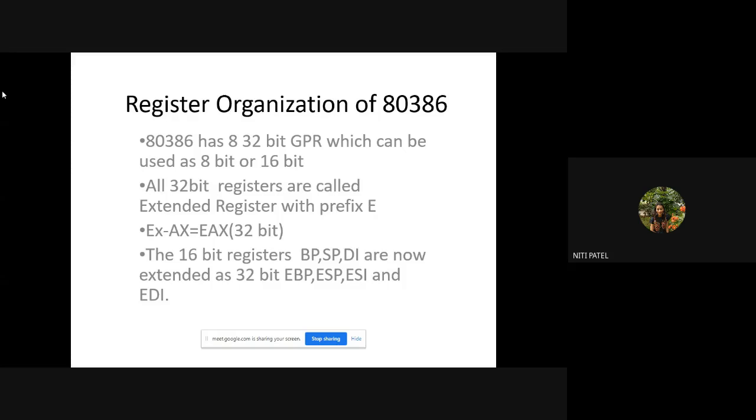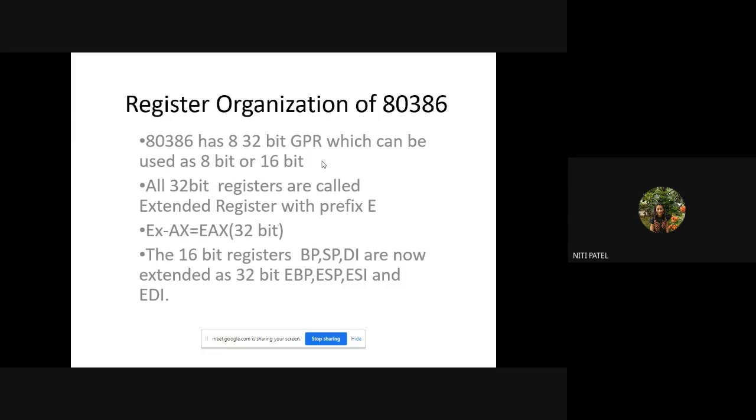Okay. So 80386 has 8 32-bit general purpose registers. Now, how many general purpose registers were there in 8086? Only 4. Which were they? AX, BX, CX, and DX: accumulator, base, count, and data. Whereas how many general purpose registers does your 80386 have? They have 8 general purpose registers.